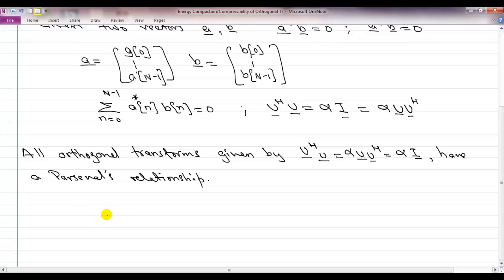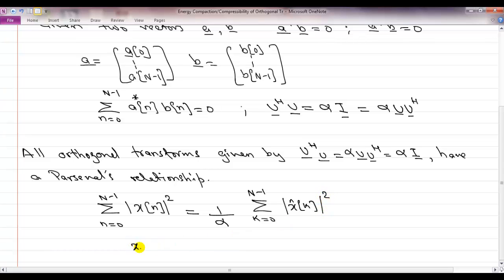Okay? And the relationship is that if you look at the energy of your sequence in the time domain, the sum over n equal to 0 to N minus 1, that is equal to 1 over alpha times the energy in the transform domain, the sum of x hat of k absolute squared, where x hat of k I am defining as the transform coefficients of x.